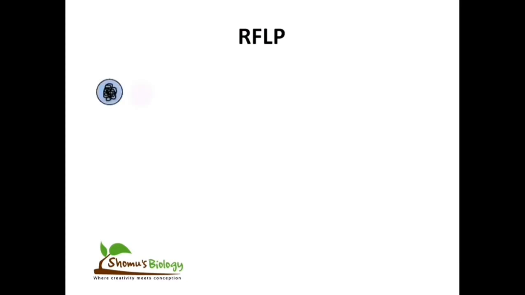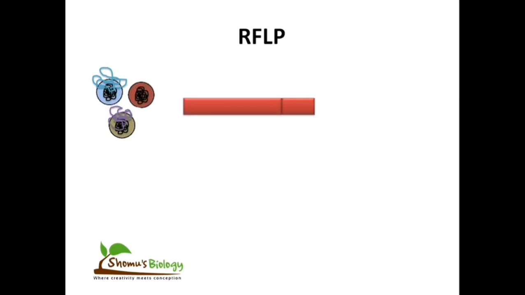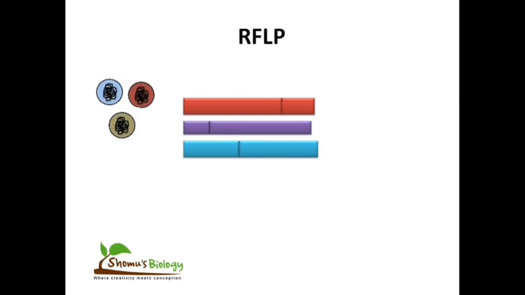Let's say we have three different individuals and three different types of cells, and from each of these cells we isolate DNA. Now after isolation of this genomic DNA, let's zoom into this DNA first. So we get this DNA here.